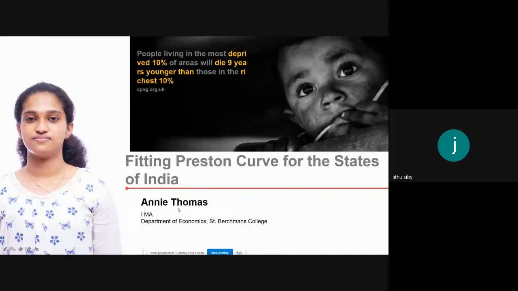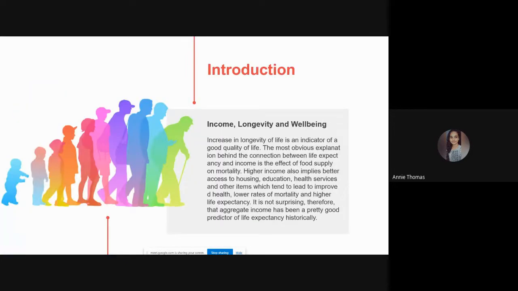Good afternoon. I am here today to talk to you about the Preston Curve, and I also fitted the Preston Curve for the states of India. So let's get started. Before moving to our topic, what is the Preston Curve and who introduced it? We might know these three words: income, longevity, and well-being, because these three words are very much connected to our Preston Curve also.